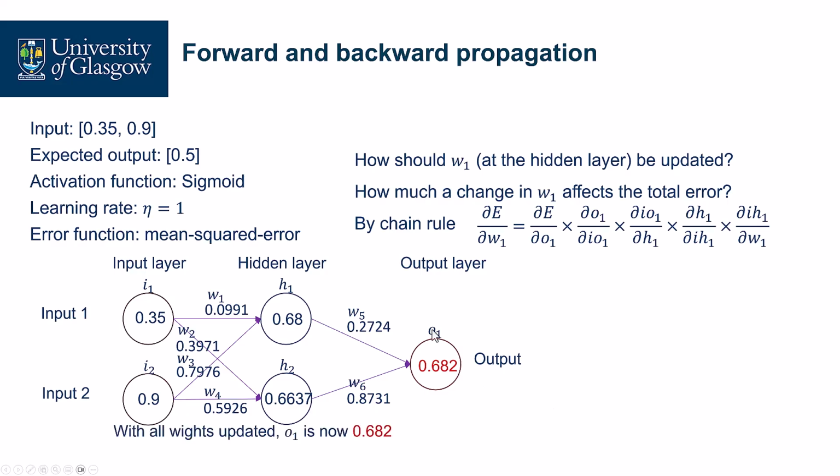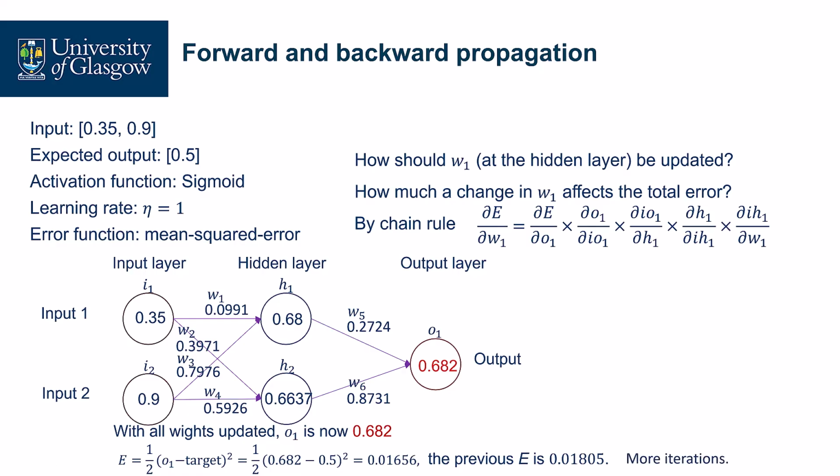So then with the new output, we can still calculate the error function. Using this one, we can calculate the new error is here. So the previous error is this one. We can see the error decreased, right? And then we can do more iterations to continuously decrease the error, and the error function is optimized, right?